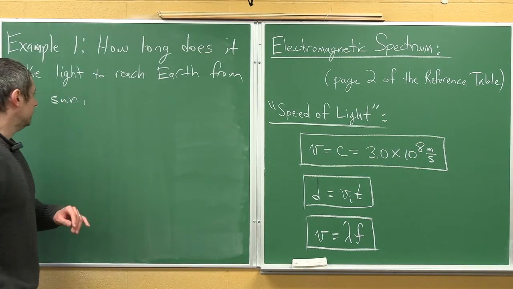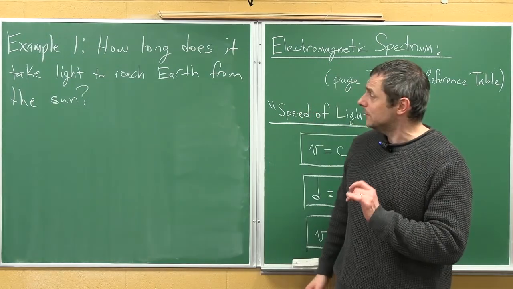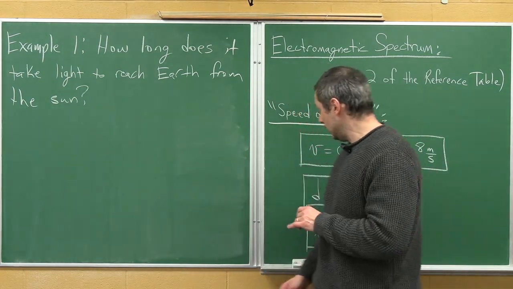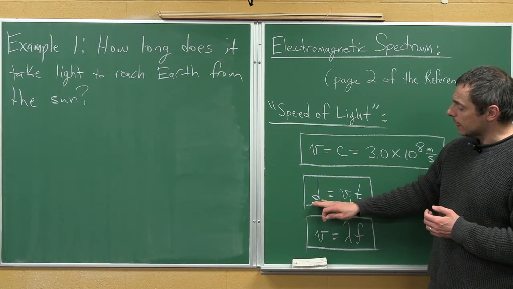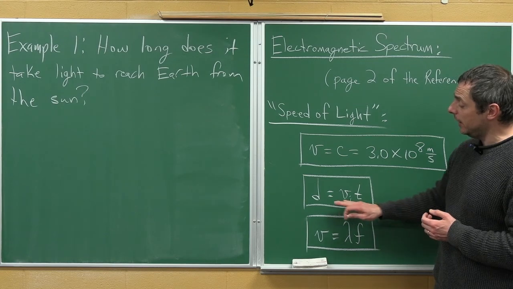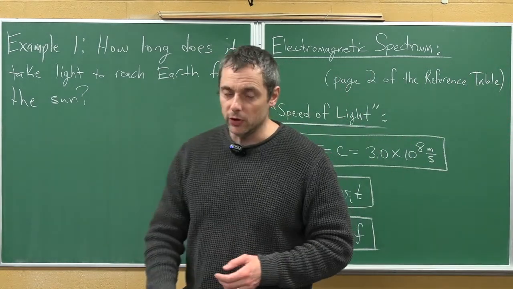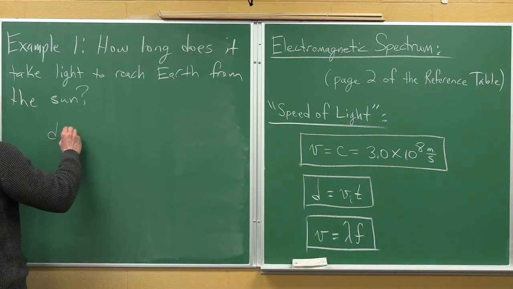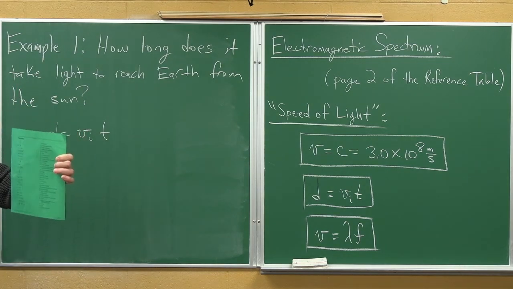Okay, example 1. How long does it take light to reach us from the sun? So this is a question where we're looking to find the time from how far away the sun is. And so what we do is we start with d equals vit. Of course, that's right off the reference table, page 1.